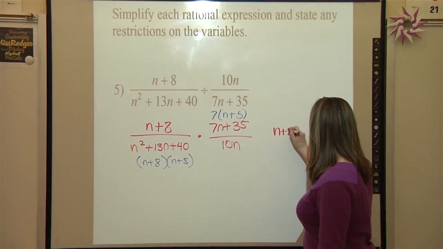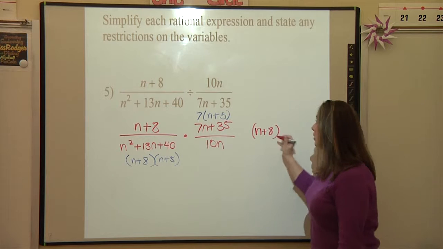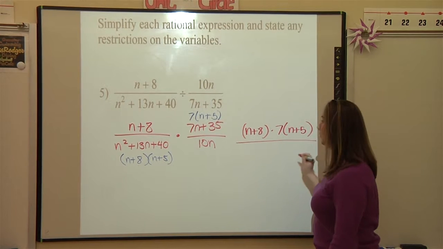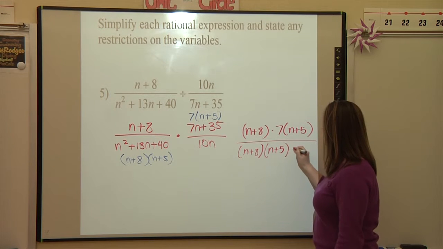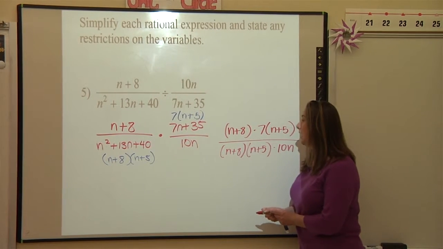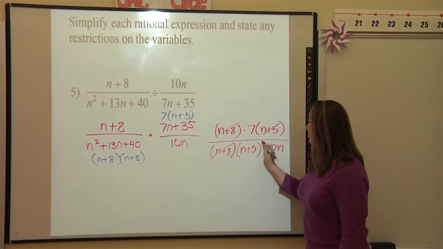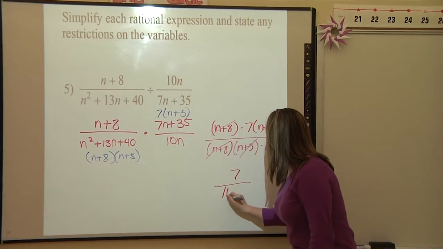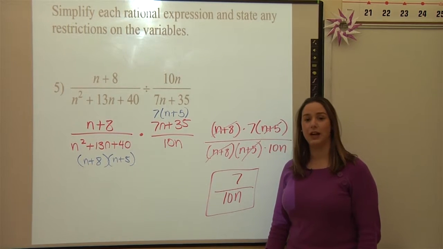This is going to be n plus 8. And remember, when you multiply these, you can just multiply the numerators, multiply the denominators. So I have n plus 8 times 7 times n plus 5 all over n plus 8, n plus 5, and 10n. So anything that will cancel out, at this time I do want to cancel them out. My n plus 8 and n plus 8 are going to cancel out. My n plus 5 and my n plus 5 are going to cancel out. So all I'm left with is 7 over 10n. This is my final simplified answer when I divide these two rational expressions.